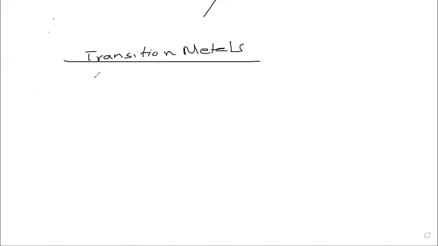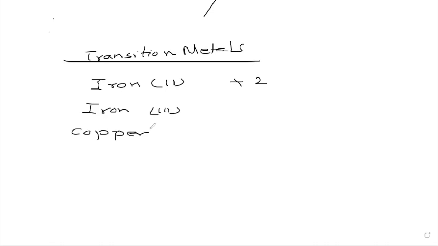So the commonly used transition elements are the commonly used transition metals. They are metals, the middle block are the metals. For example, in the question, it will be written iron 2. It means the valency is +2. Or iron 3, the valency is +3. Or copper 1, the valency is +1. Or copper 2, the valency is +2.